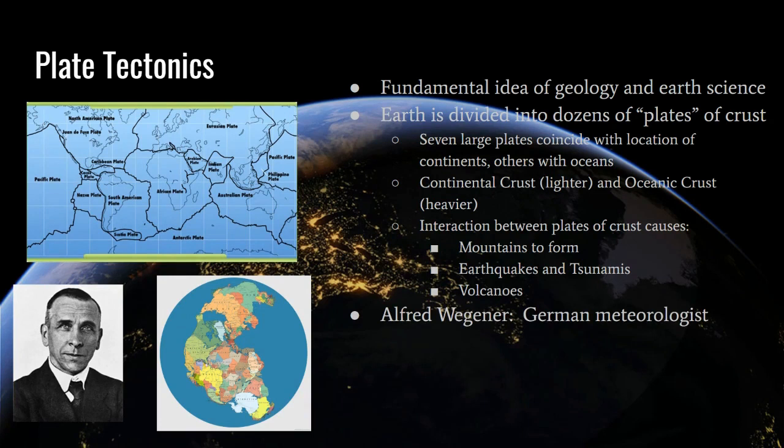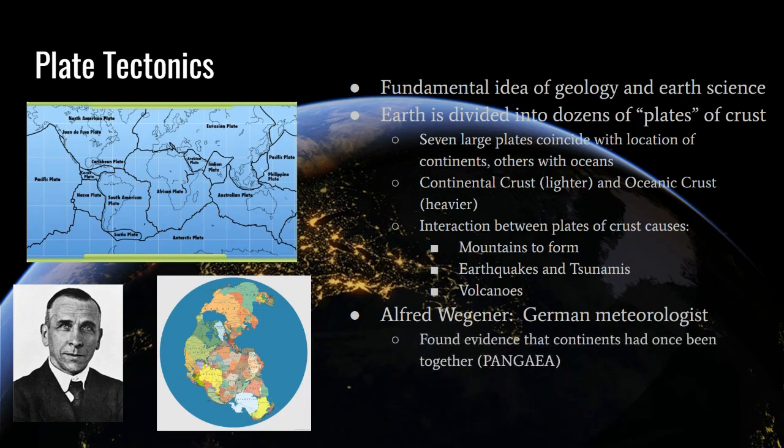Now, the scientist that really started this whole idea of plate tectonics is a man named Alfred Wegener, who was a German meteorologist. Now, you might think to yourself, what would a meteorologist know about the structure of the Earth? And that's how a lot of people looked at him when he had this theory. It's like, dude, you're a meteorologist. How could you possibly know how all of this works?